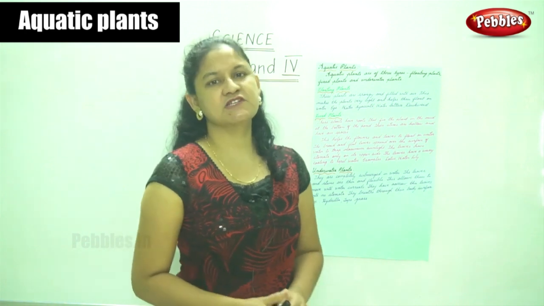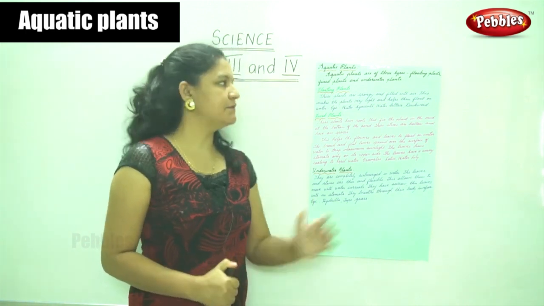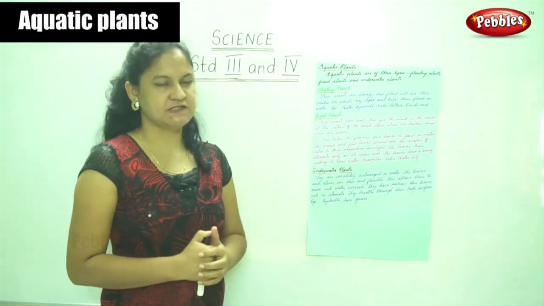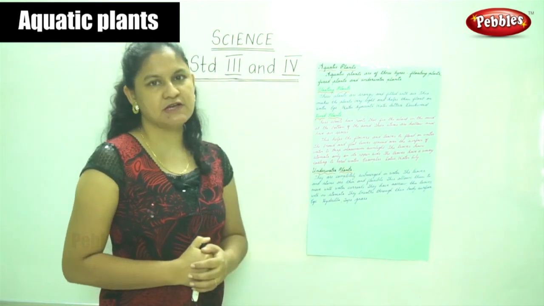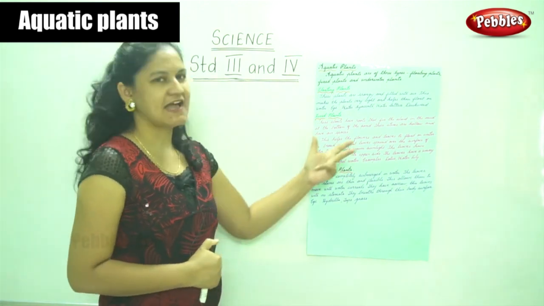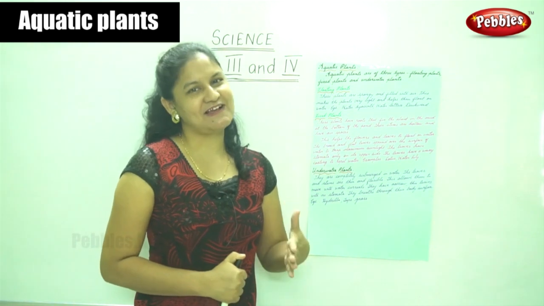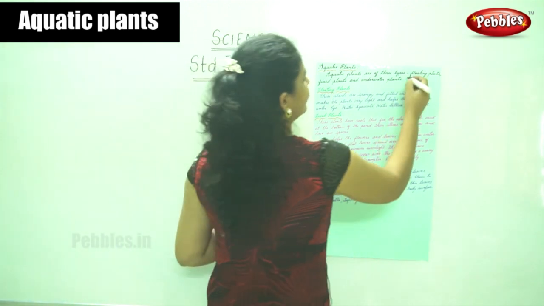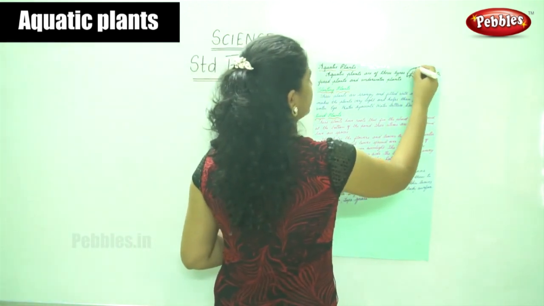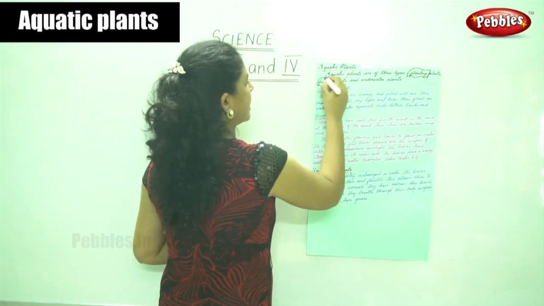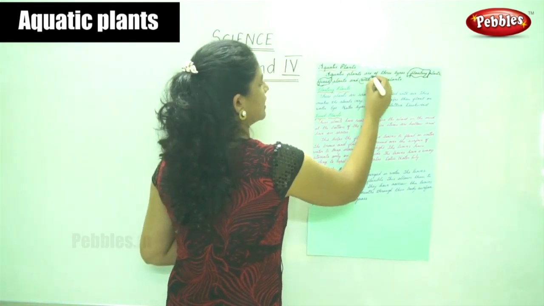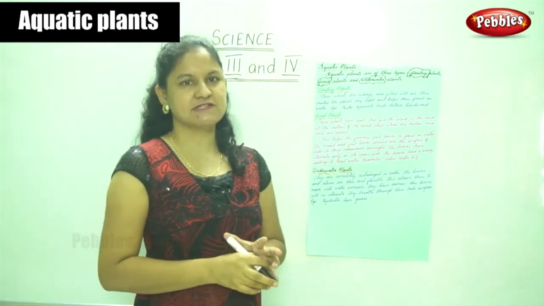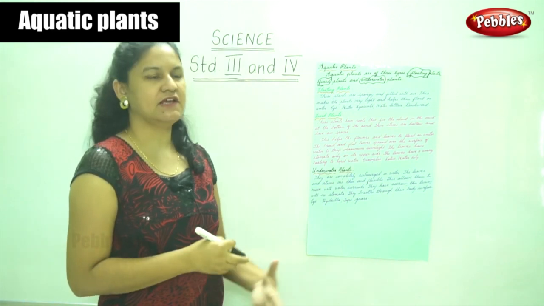So today we are going to talk about aquatic plants. Aquatic plants are of three types: your floating plants, your fixed plants and your underwater plants. These are the three types of aquatic plants, and we will see each one individually.